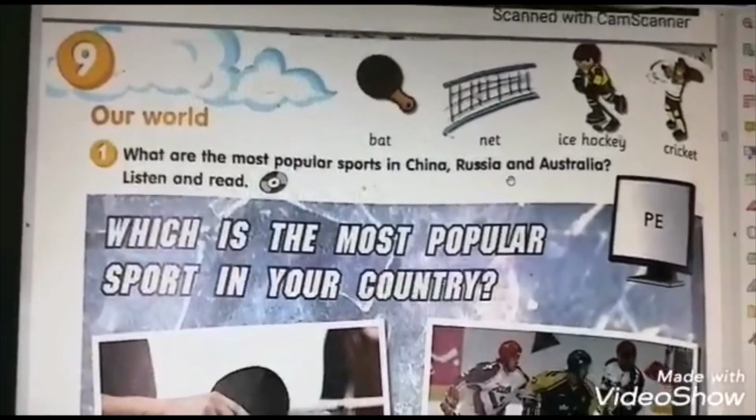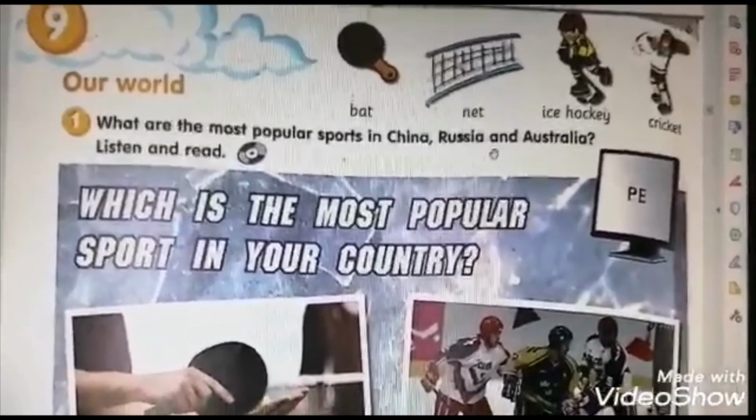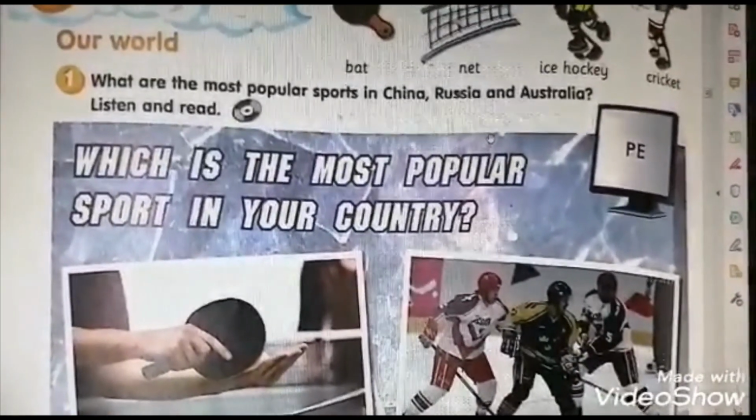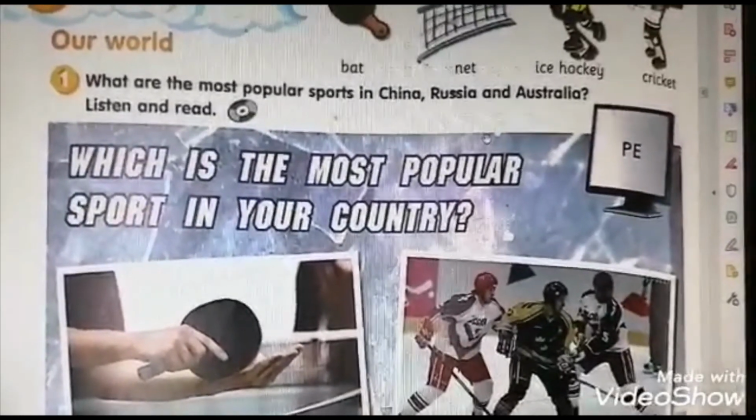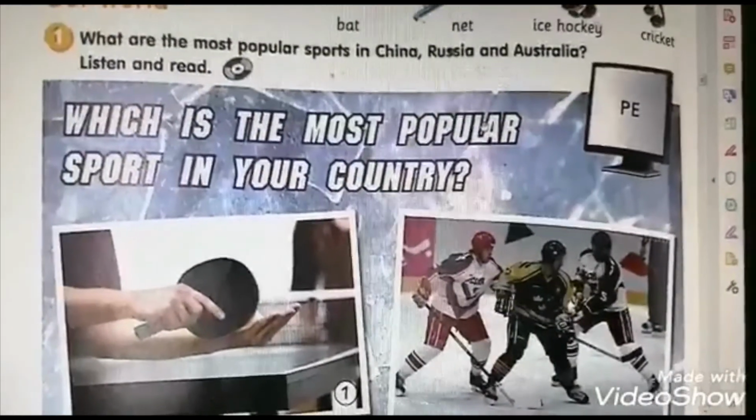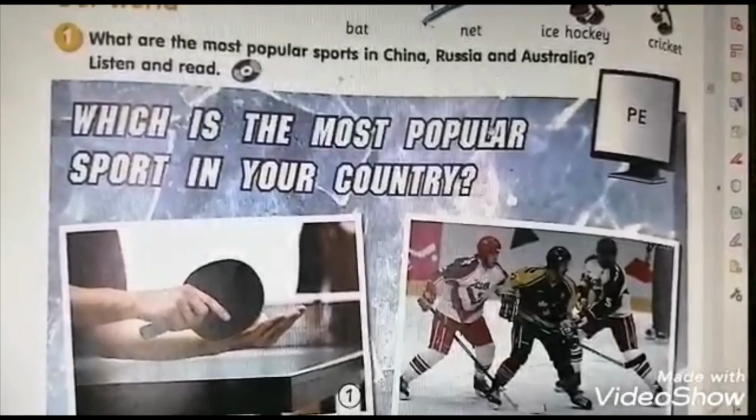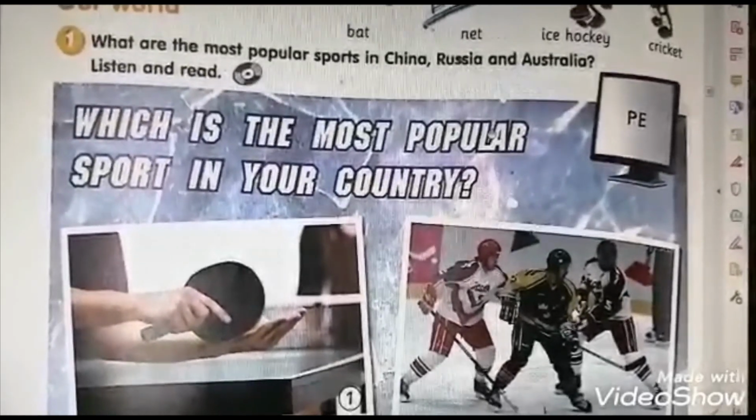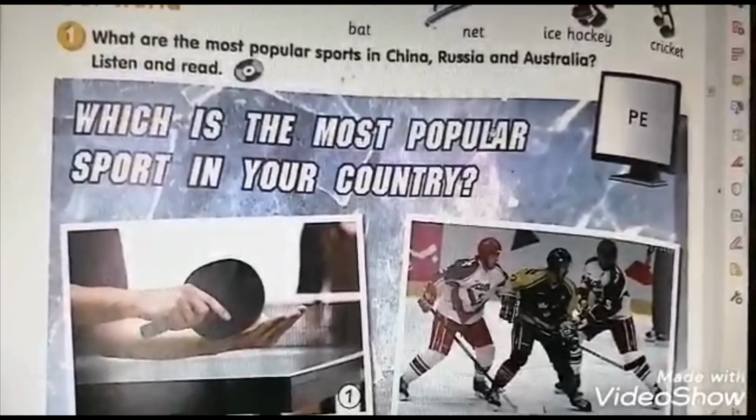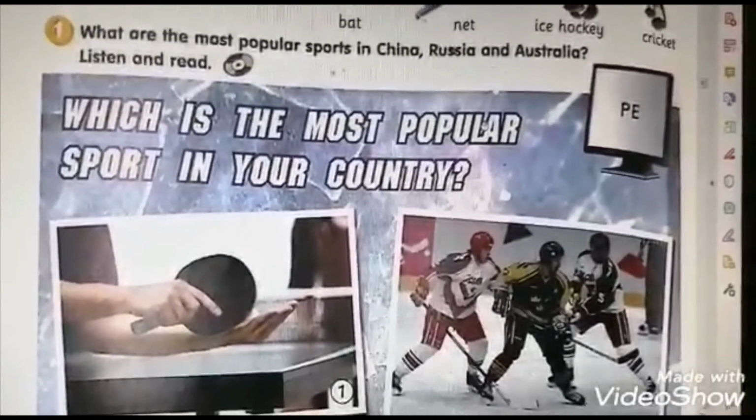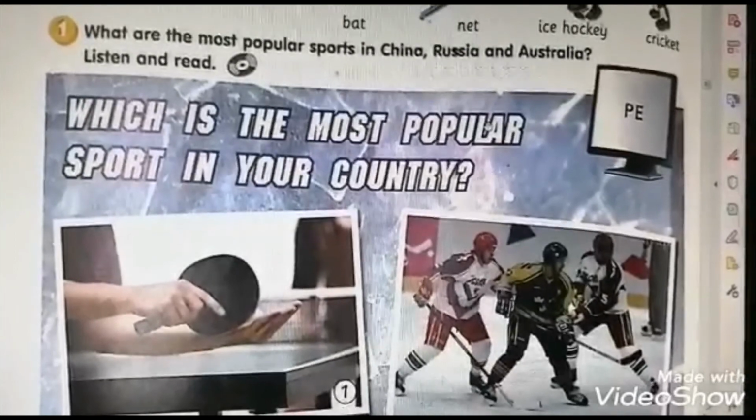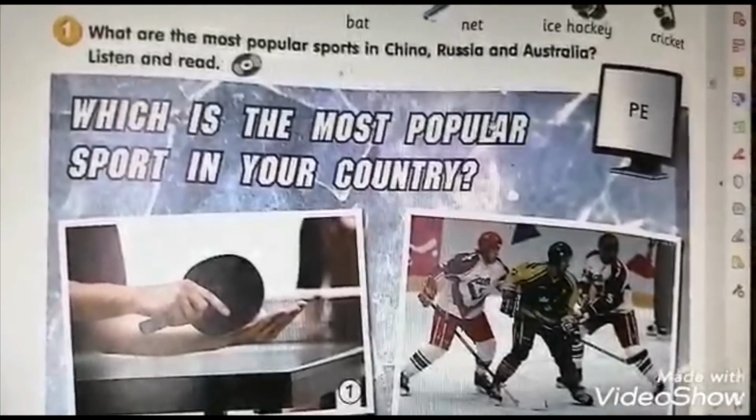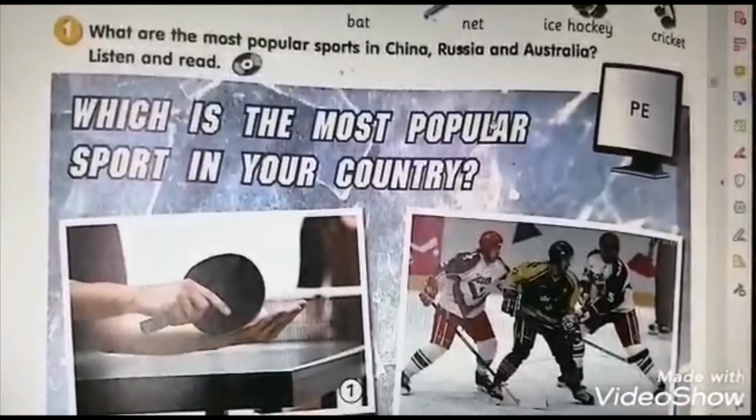Very well. Look at activity 1, Our World. What are the most popular sports in China, Russia and Australia? Listen and read. I'm going to skip the listening part. Please practice reading, because in this time reading is really important. You can read all the paragraphs and then answer the questions. Which is the most popular sport in your country?